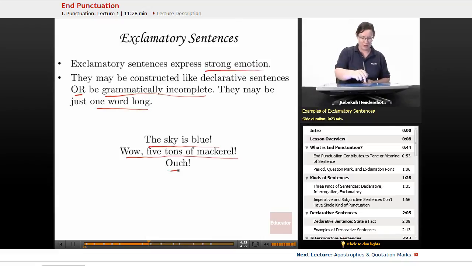Or, the ever-popular, ouch! Okay, you're loud about it, you're in pain. Ouch! So you use the exclamation point at the end.